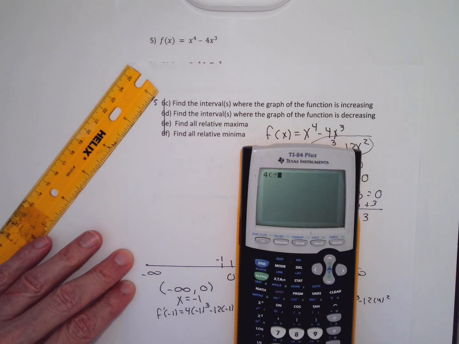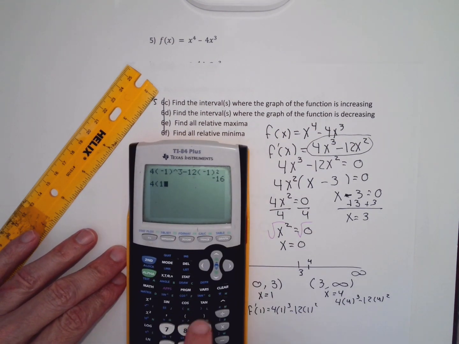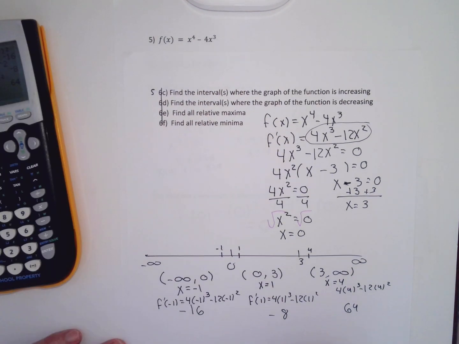4 times negative 1 cubed minus 12 times negative 1 squared. I get negative 16, so the graph is decreasing in that interval. And then 4 times 1 cubed minus 12 times 1 squared. I get negative 8, so it's still decreasing. And then 4 times 4 cubed minus 12 times 4 squared is positive 64. That's where it's increasing. So I've got my work cut out for me to write some answers here.